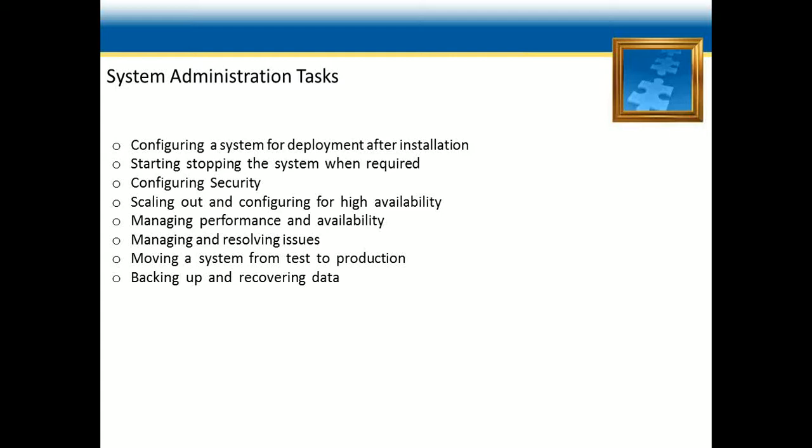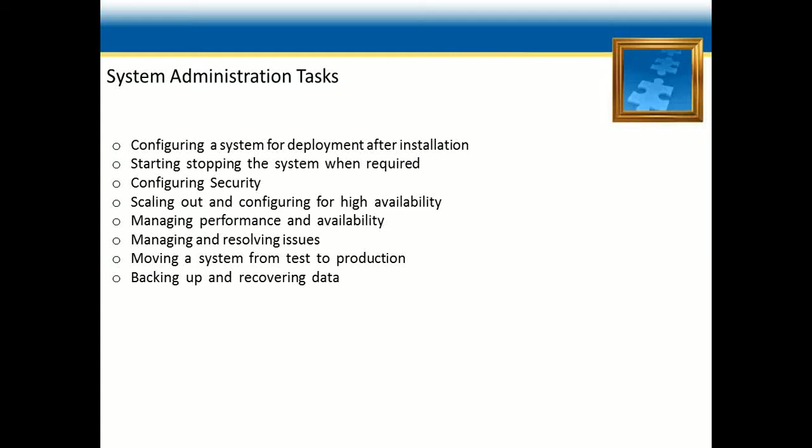Fourth point is scaling out and configuring for high availability. In this we have configuring the Oracle Business Intelligence system for linear scale out and identifying and removing single points of failure. So these are the administration tasks you will find in OBI.